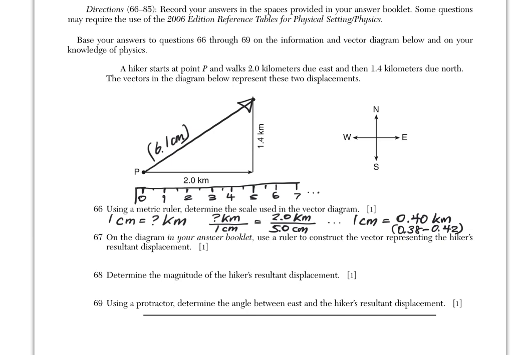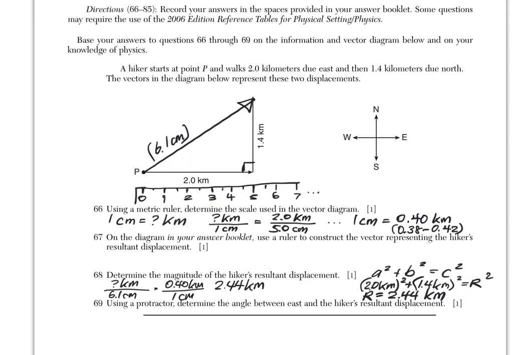Now, this is a right triangle that we created here, and so I can also use right triangle trig to arrive at my displacement. And oh snap, will you look at that, I get 2.44 kilometers for my resultant displacement, right on the money. All right.